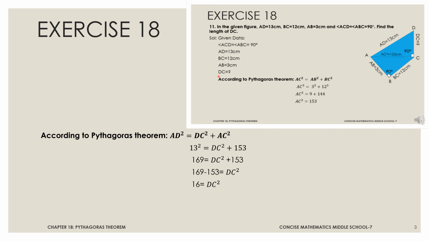Here you need to find only DC, right? So you need to remove this square. For removing this square, you need to do a square root for 16, right? So 4 fours are 16. That's what we got, 4. So the length of DC is 4. I hope you understood this problem.